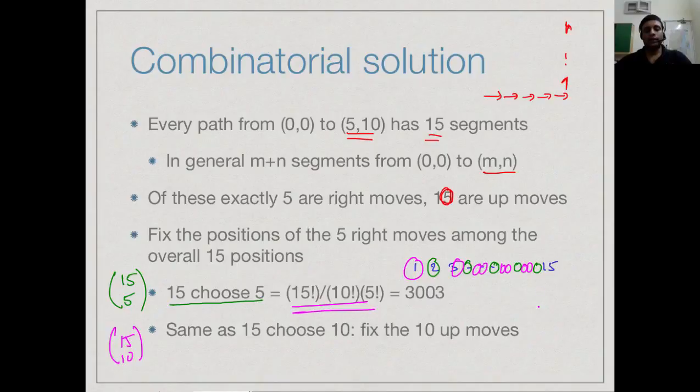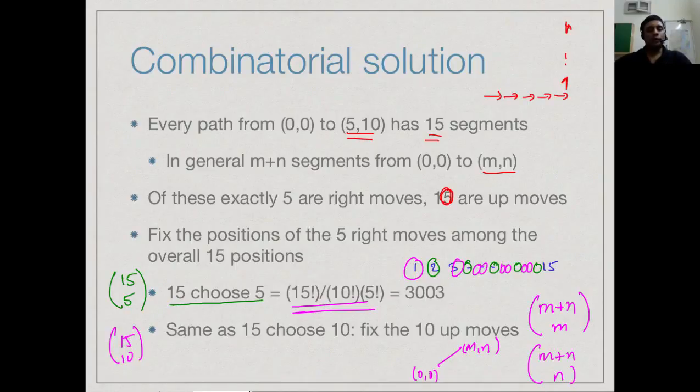So in general, it's going to be m plus n choose m or m plus n choose n, where I'm going from 0, 0 up to m comma n. Okay? I have to make m right moves and n up moves. So I need to choose m out of m plus n total moves or n out of m plus n. Both of them will give me the same expression because n choose k is n factorial over k factorial times n minus k factorial. So if you just exchange k and n minus k, you get the same expression.